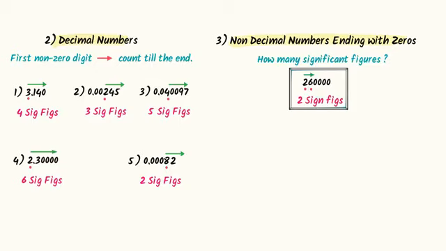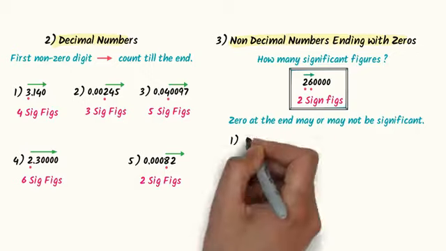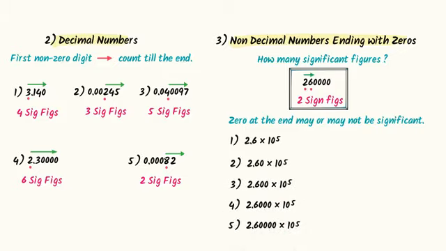Remember that when we express it in scientific notation, its significant figures completely change, because those zeros at the end may or may not be significant. To remove this confusion, we use scientific notation. For example, consider these numbers. Now these numbers have a decimal point. We will use the second trick of decimal numbers, which is very simple. Go from first non-zero digit to the last.